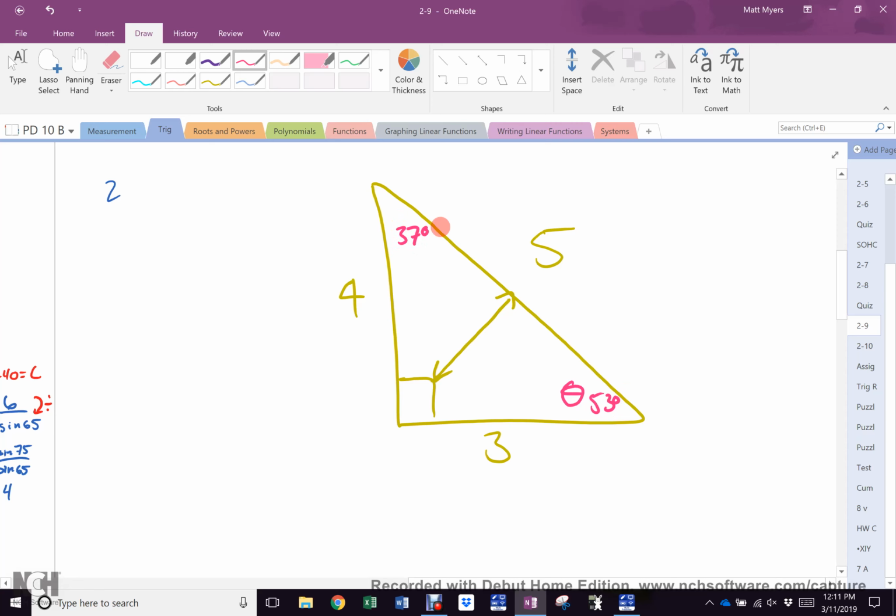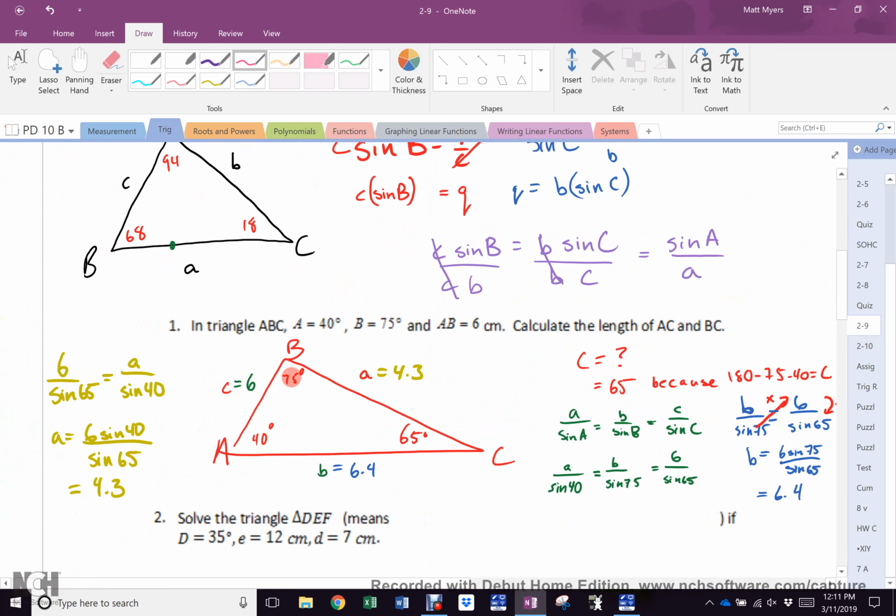Everybody agree? Okay. What do you notice about 37 compared to 53? It is smaller. What do you notice about 3 compared to 4? It is smaller. What has just happened? The biggest angle is across from the biggest side. The smallest angle is across from the smallest side. And the middle angle is across from the middle side. If it happens once in math, how often does it happen? Always. Now let us go back to our question here. Is the biggest angle across from the biggest side? Is the smallest angle across from the smallest side? Is the middle angle across from the middle side? So did we do our math right?